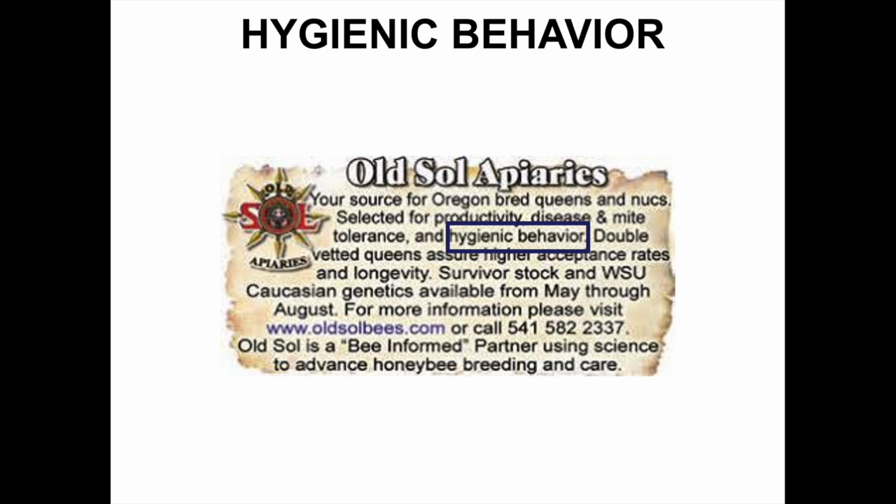And one of the traits you have to take with it. Old Sol is down in southern Oregon. They do produce hygienic queens, queens that have a trait that works on brood diseases. But you have to be careful because these are not regulated. We don't know how well they're doing their breeding. I'm sure they're doing a great job in southern Oregon, but there's no way of checking this.